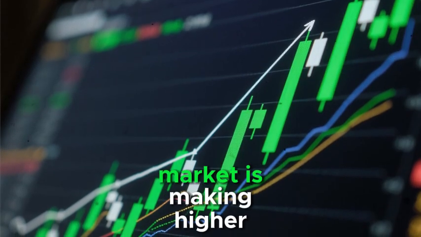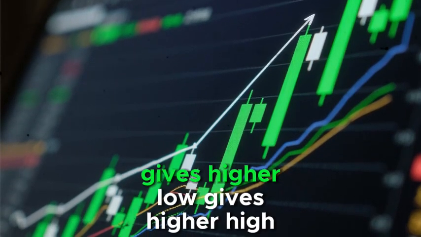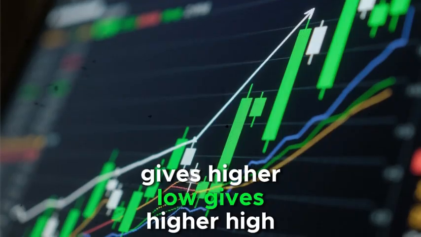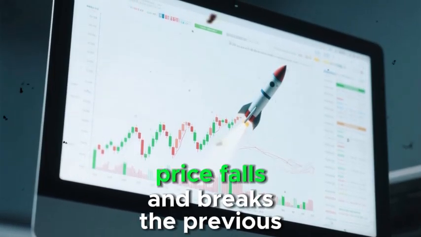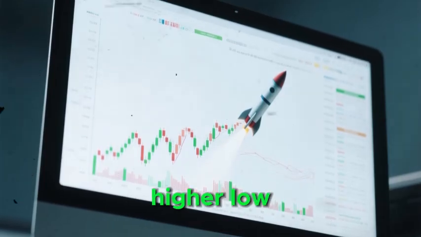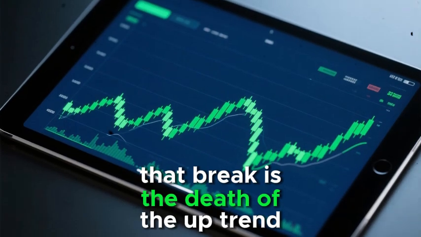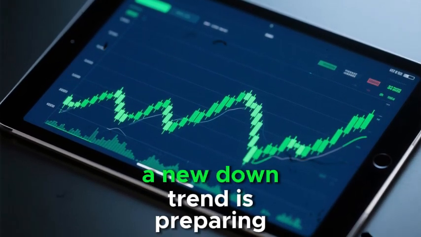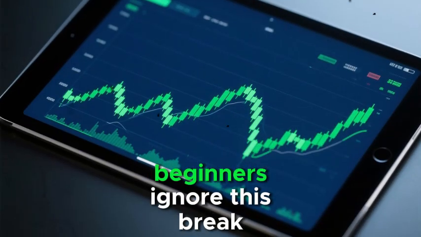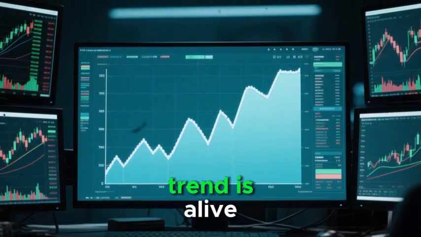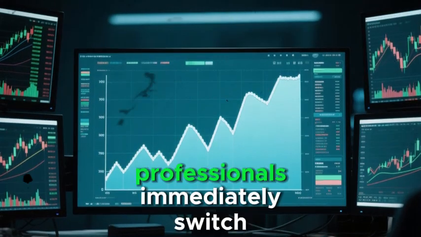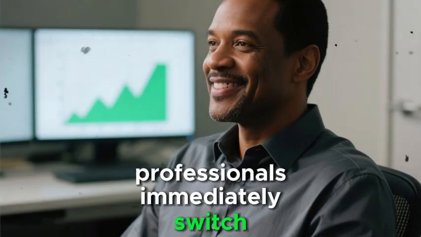Example: market is making higher high, higher low, higher high, higher low. Suddenly price falls and breaks the previous higher low. That break is the death of the uptrend. A new downtrend is preparing. Beginners ignore this break. They still buy because they think the uptrend is alive. Professionals immediately switch.